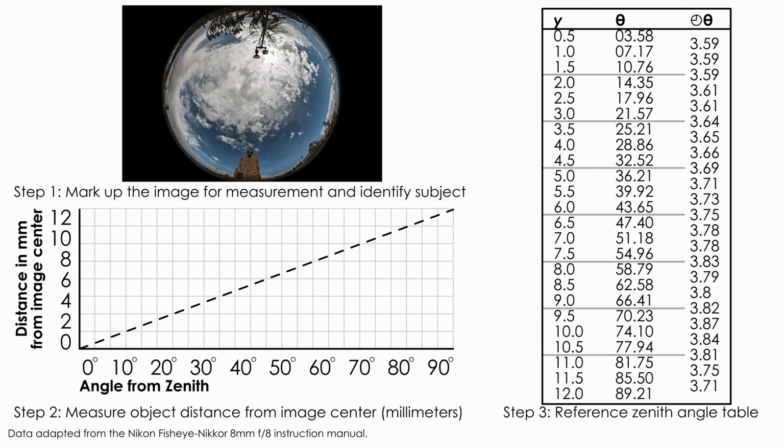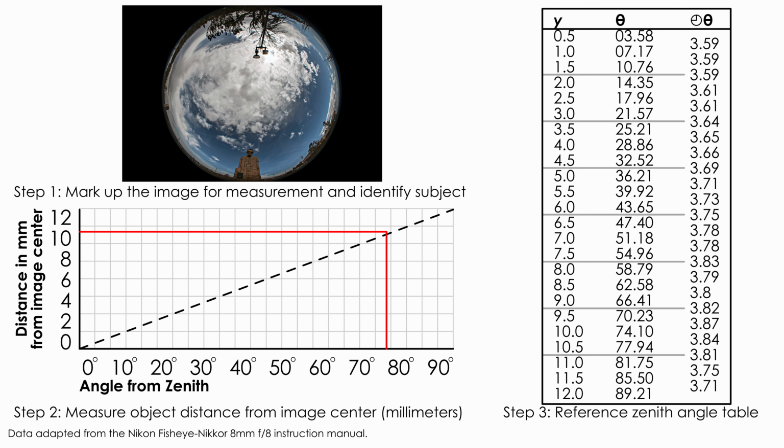For step 5, we're going to refer to the chart in the manual. It's reproduced here, and we can see that a subject of 10.75 millimeters from the image center is approximately 77 degrees from the zenith, and that's based on the chart.